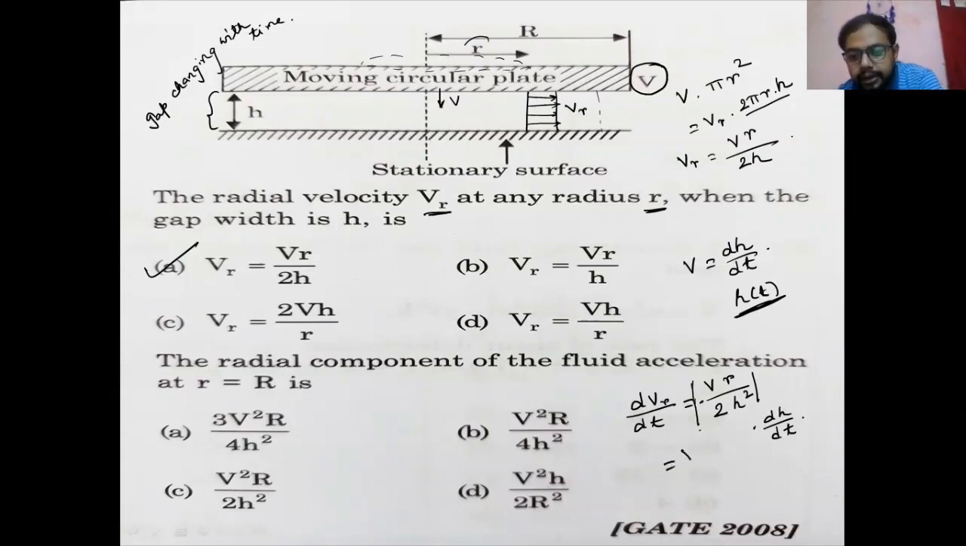So we can write it down. V at R is equal to capital R they are telling. So R you can replace by capital R. At r is equal to capital R. So Vr by 2h square into v again, because this is nothing but the v. So rate of change of gap is nothing but the velocity of the moving circular plate downward direction. So this will give you v square r by 2h. So your answer is C in this case.